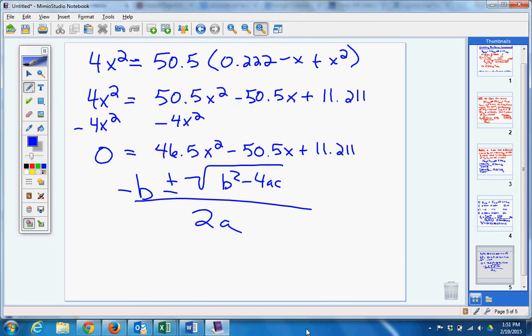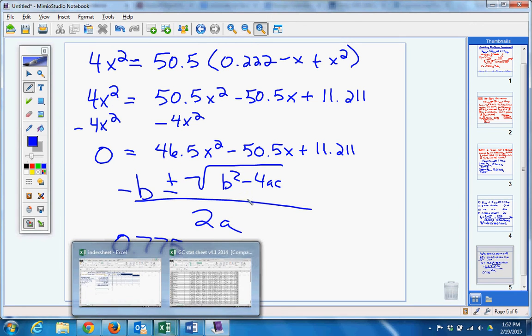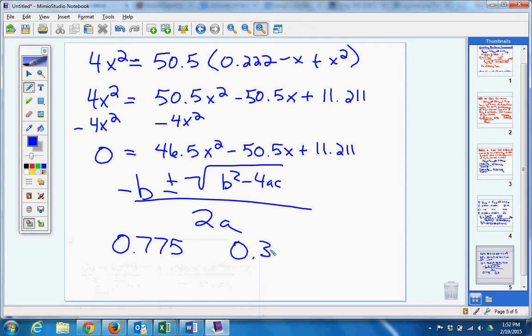Tim, did you have two values for me? Yeah. What do you have? 0.775 and 0.311. Okay, so now you need to determine what value does not count. Oh, 0.775. Why? Because you've got to subtract 0.775 from 0.333, which would make it negative. You can't have a negative concentration. All right, so this one's going to be gone, and I'll show you why on the next slide.